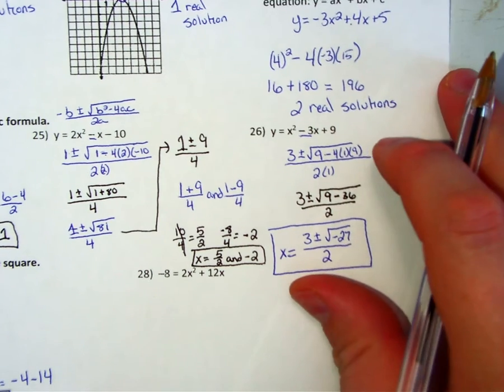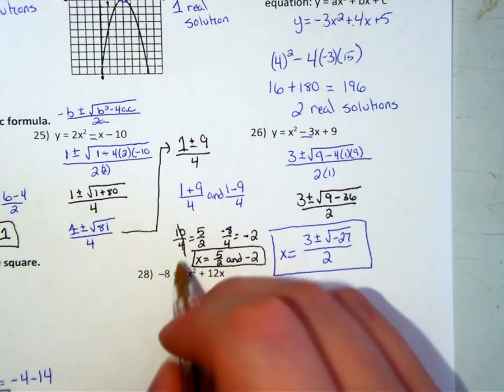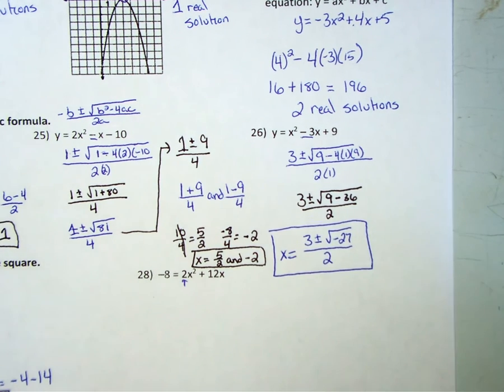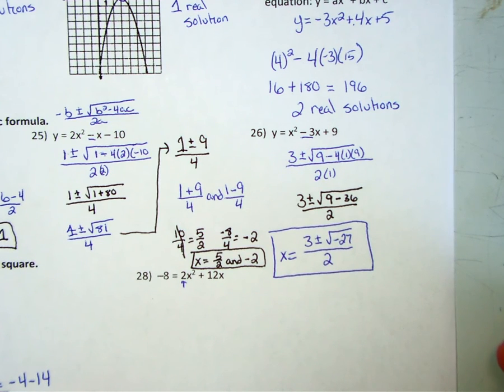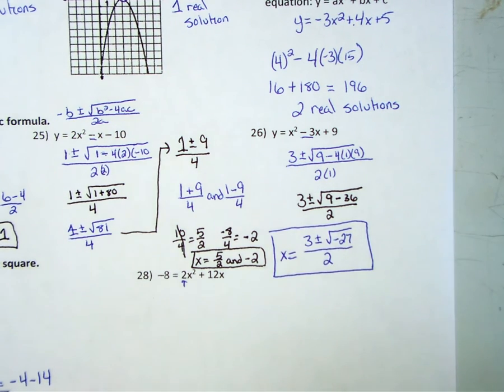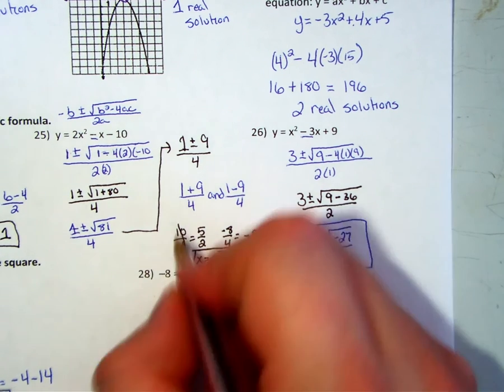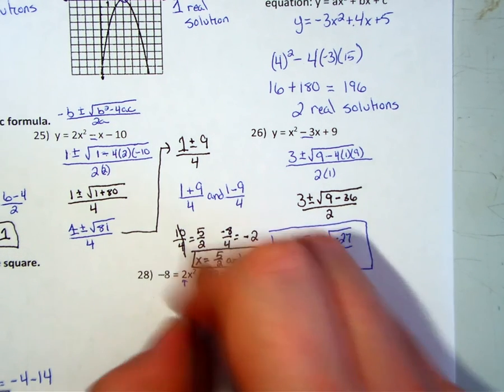All right, number 28. Number 28 has a bunch of even numbers. And the one that really bothers me is the fact the a value is not a positive 1. So the first thing I would probably do is go ahead and divide the entire equation by 2. Or another way of thinking of it is multiplying the entire equation by 1/2. We're not changing the overall value of the equation. We're simply simplifying it. So let's divide everything by 2.